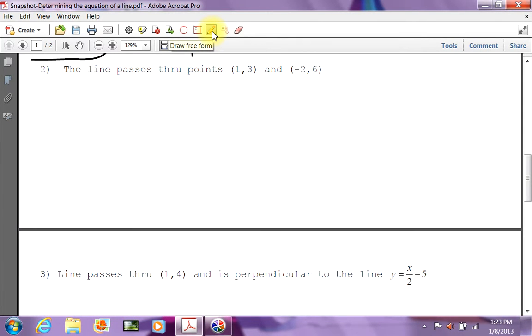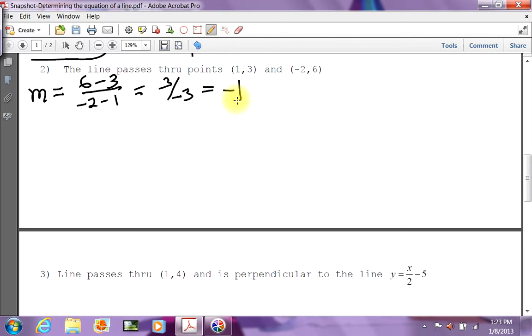I'm told a line passes through 2 points: (1, 3) and (-2, 6). I need the equation. The first thing I need to know is the slope. Given 2 points, the slope is given by the slope formula: 6 minus 3 divided by -2 minus 1 is equal to 3 over -3, which is -1. So there's the slope, -1.